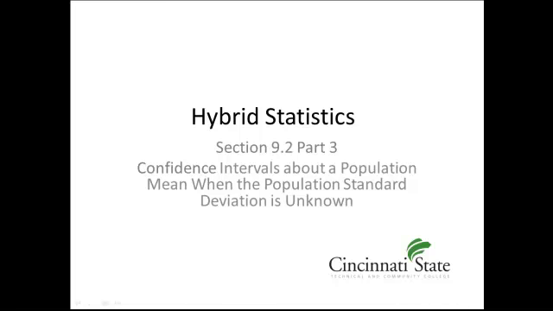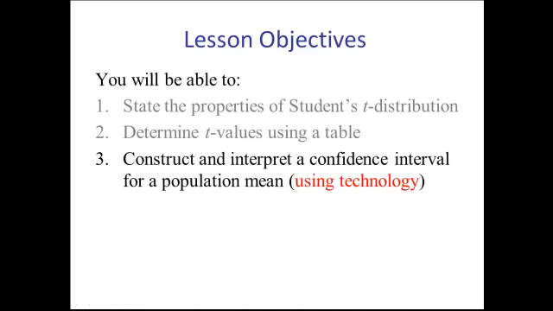Section 9.2, Part 3. Lesson objective: construct and interpret a confidence interval for a population mean using technology. This will be Minitab and StatCrunch.